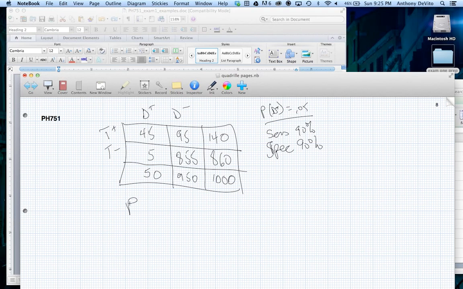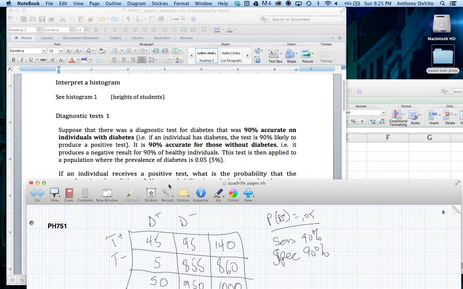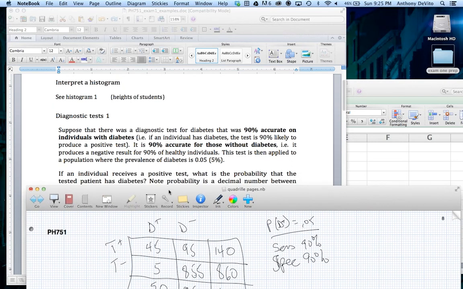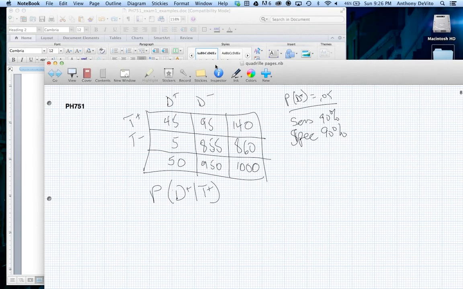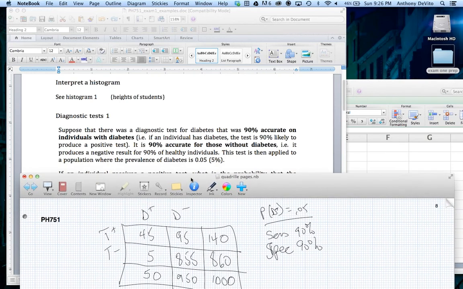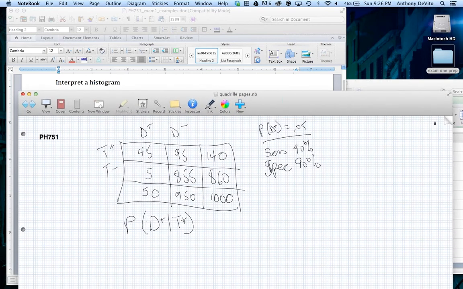Now, if an individual receives a positive test, what's the probability that the patient has diabetes? In other words, given that the patient has tested positive, what's the probability that the patient has diabetes? Isn't that what that says? Given that they've tested positive, what's the probability I have the disease? That's the same thing as the positive predictive value.